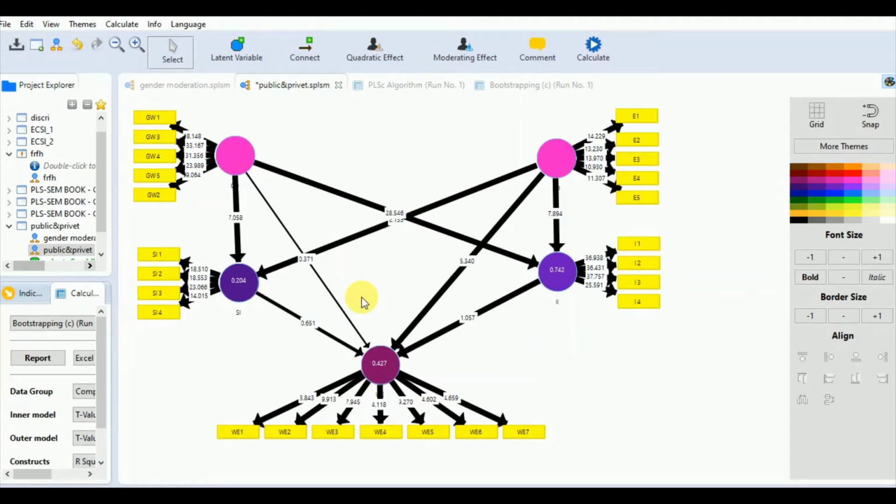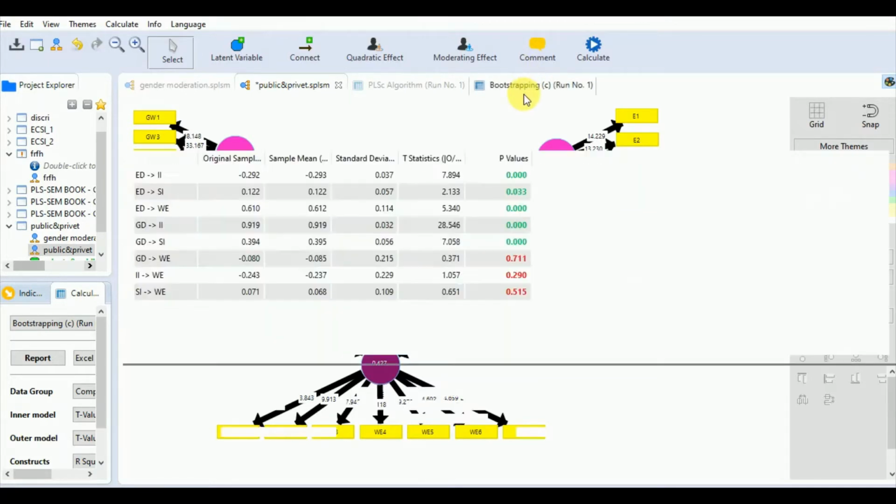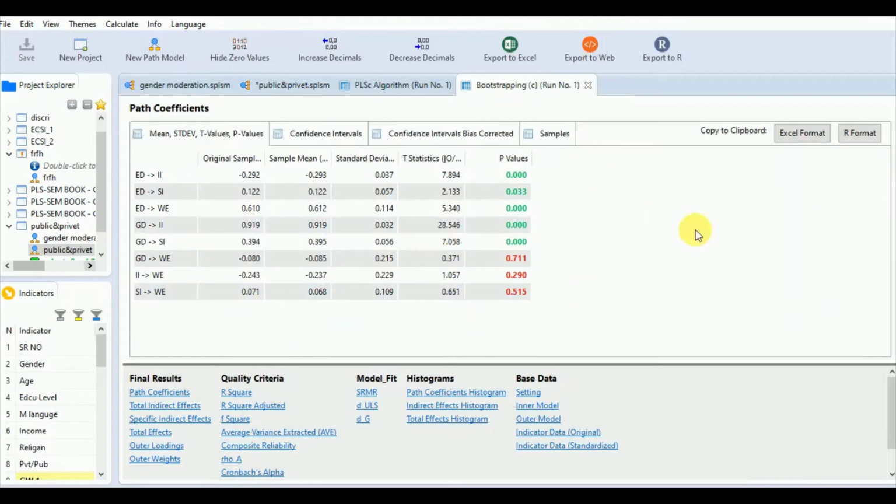In this session we are going to discuss how to assess the structural models. When the measurement model assessment is satisfactory, after you get the bootstrap results, and all are significant, the next step in evaluating the PLS-SEM result is assessing the structural model.